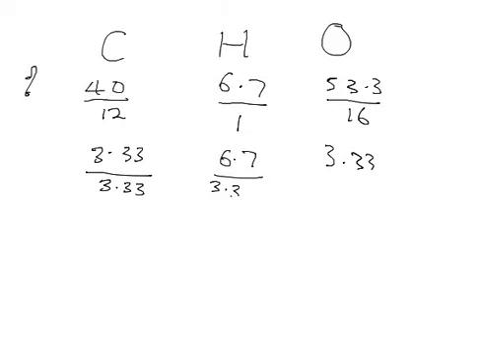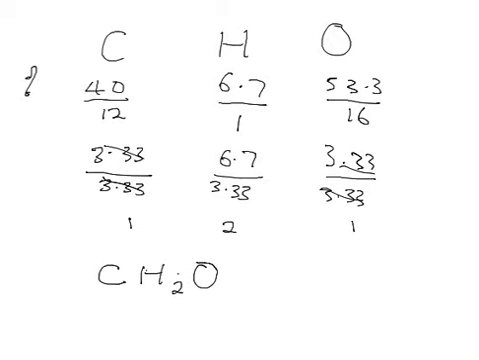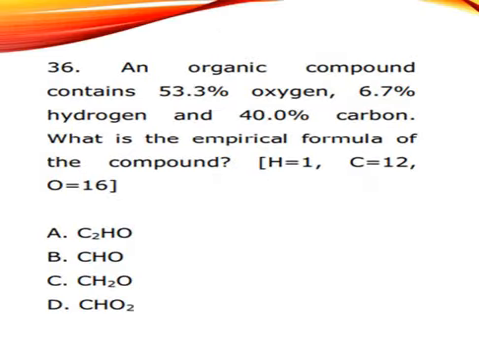Divided by 3.33. So of course this will give 1. This will also give 1. While this one will give us 2.0 something, but you can approximately leave it as 2. So this implies that our empirical formula says we have 1 carbon, then 2 hydrogen, and then 1 oxygen. That's simply it. Our answer is C.